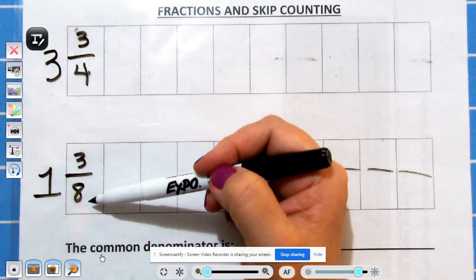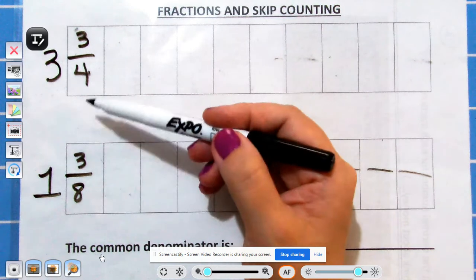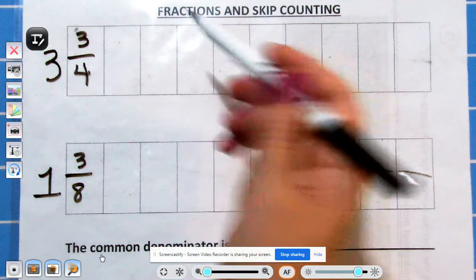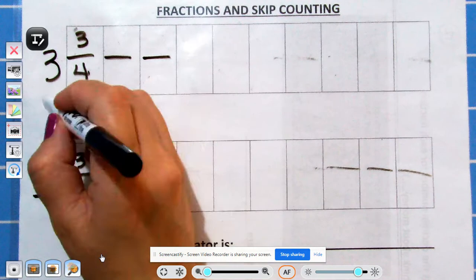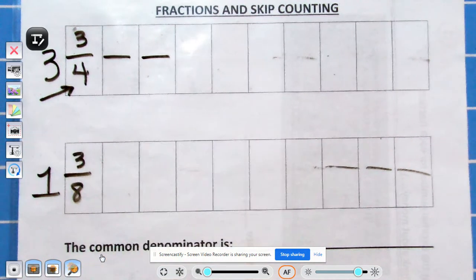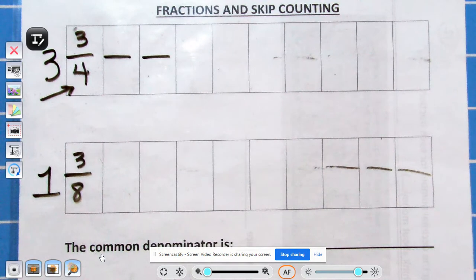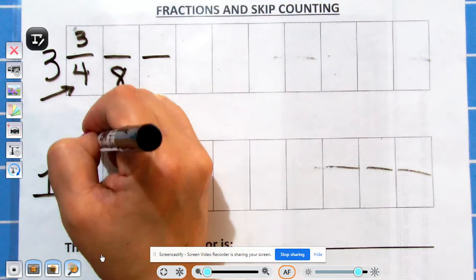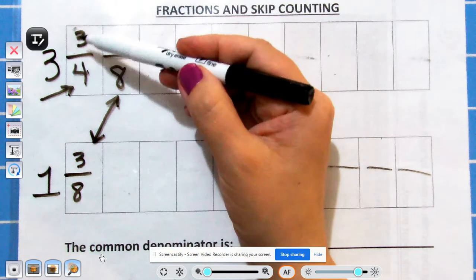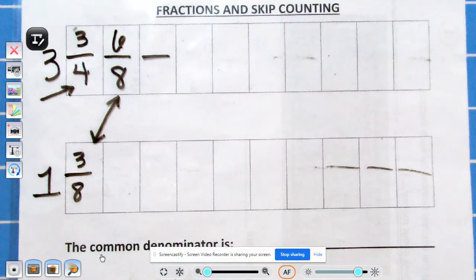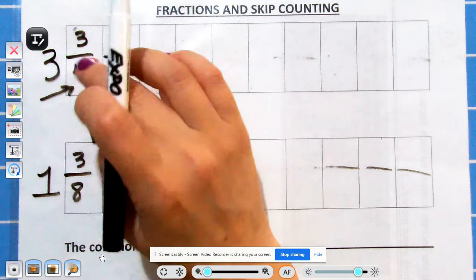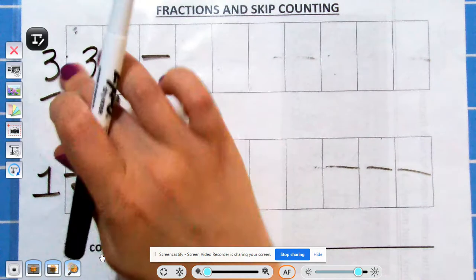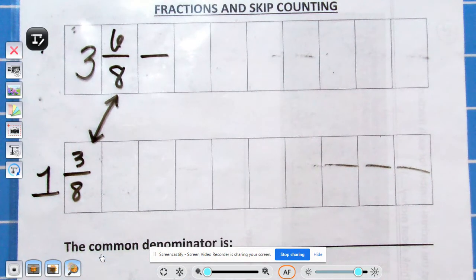Now 4 is a factor for 8. So that means we're only going to change this mixed number. And we're going to start by finding a common denominator. We're counting by 4s. So we have 4, 8. Right there it is. So then count by your numerator, 3, 6. So instead of using 3 3/4, we can use the equivalent mixed number, 3 6/8.